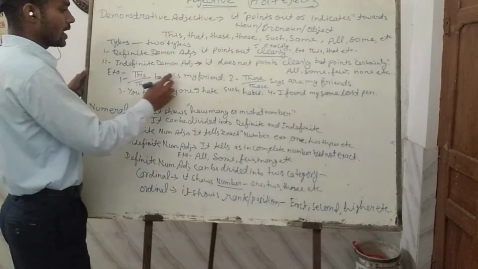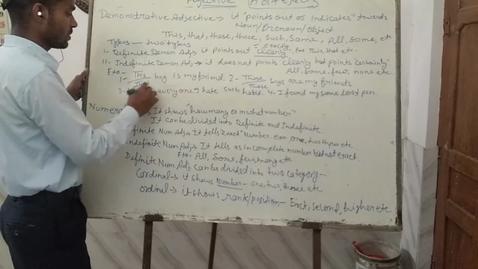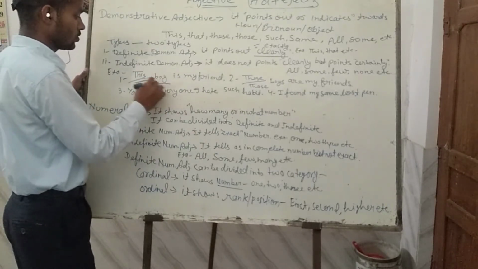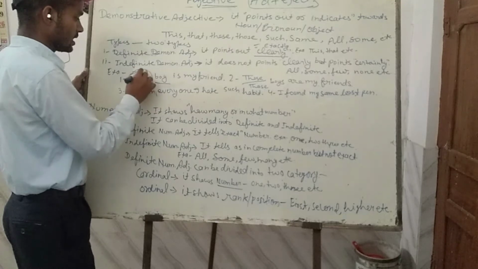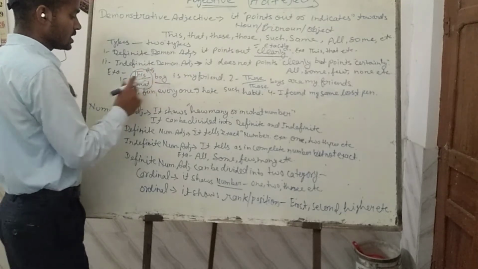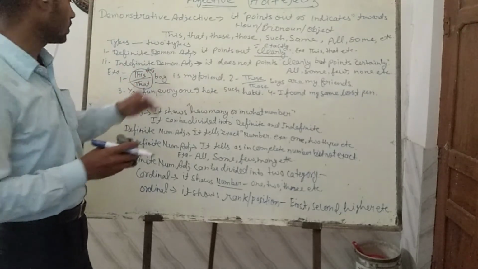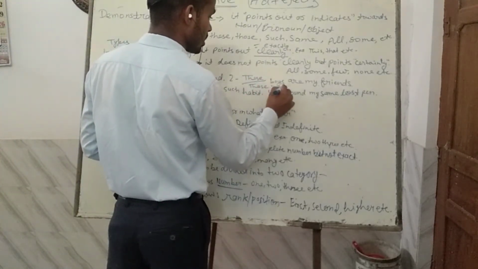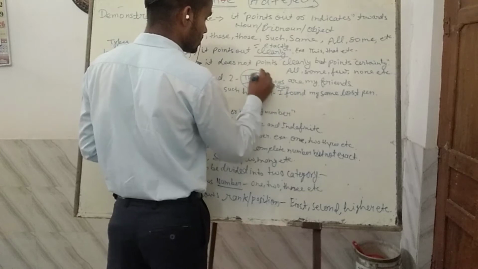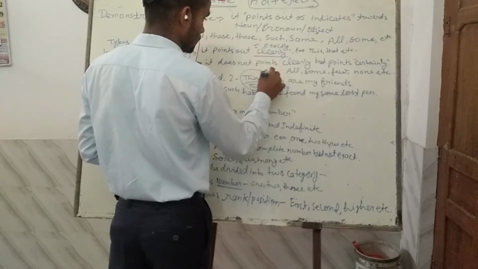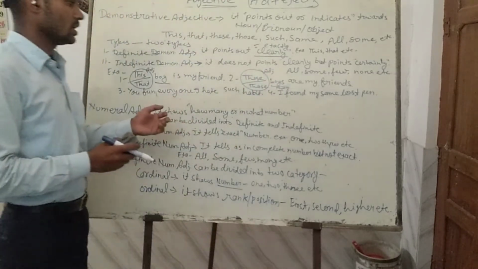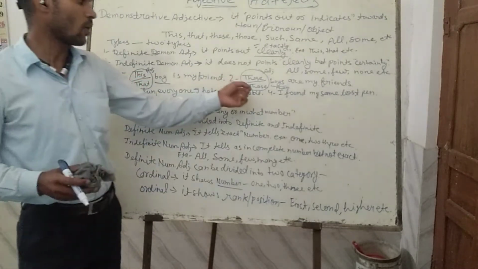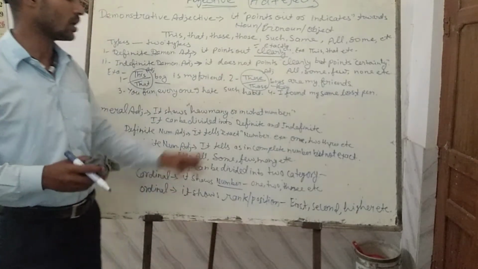Example: this boy is my friend. That boy is my friend. So boy is the noun here, and this, that is the adjective. So this, that is referring towards the noun boy. In the same way, these, those boys are my friends. Boys is the noun, and these, those are the adjectives. All these four are pointing towards the noun boy.